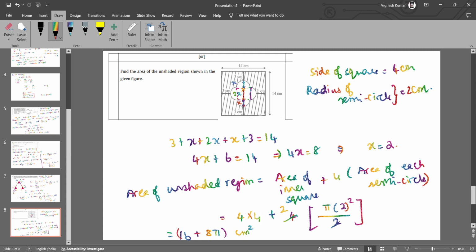So with this, our section B 2 marks questions of the sample paper are over.